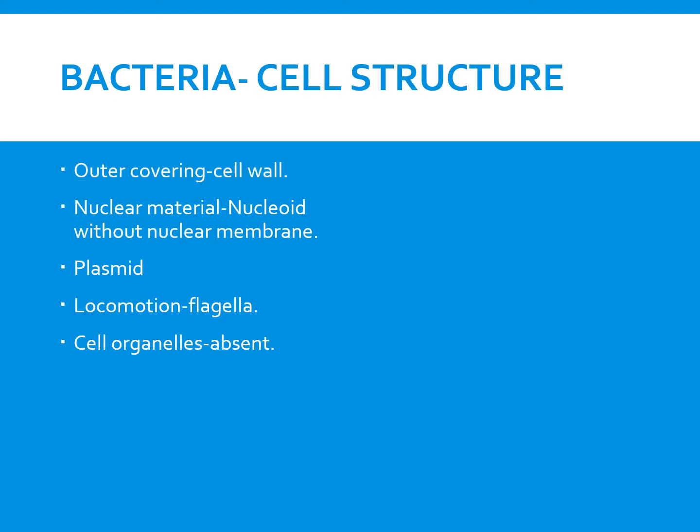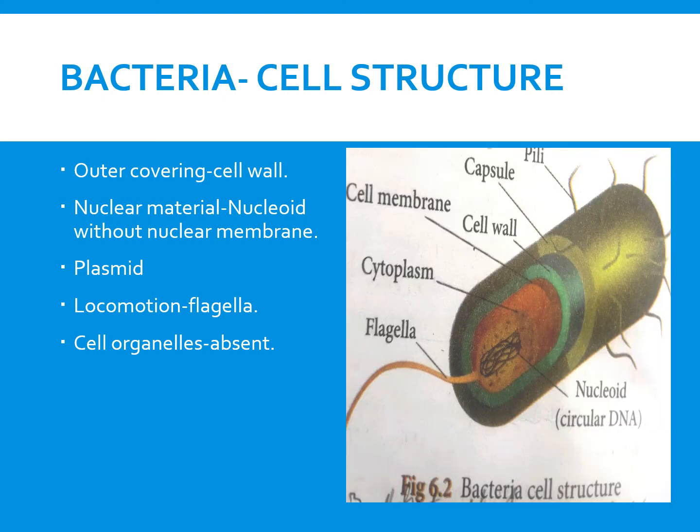Now bacteria cell structure. It has an outer covering cell wall, and nuclear material called nucleoid or incipient nucleus, that is without nucleolus and nuclear membrane. There is another extra DNA material called plasmid, which is characteristic of the bacterial cell structure. The locomotory organ is flagella. Cell organelles such as mitochondria, Golgi body, lysosome and chloroplast are absent. But bacteria can do photosynthesis by the presence of bacterial chlorophyll. It has no green chlorophyll, but it can do photosynthesis by bacterial chlorophyll.